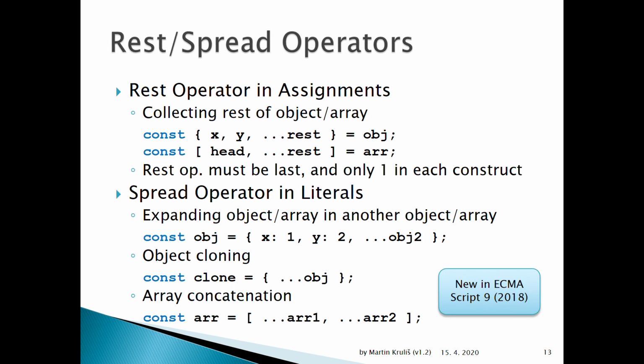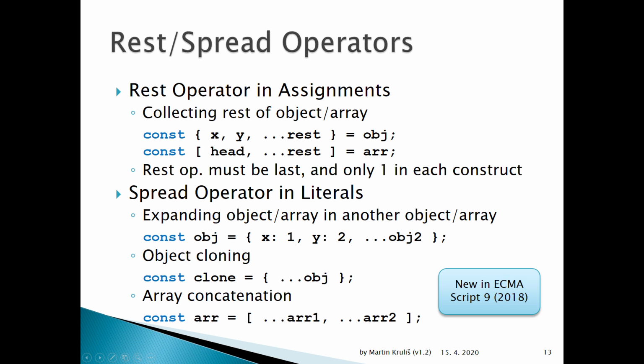Since ECMAScript 9, we can use even wackier constructions. So for instance, we can use the REST operator alongside with the destructuring assignment. In this particular case, this is a destructuring assignment that breaks down, unpacks this particular object. It takes out x and y properties of this object, and all the remaining properties of this object will be collected in another object called rest. So this basically creates another object where everything except these two unpacked variables will be.